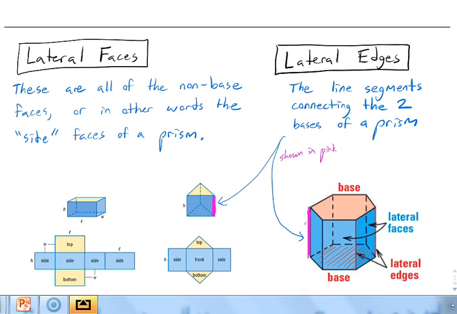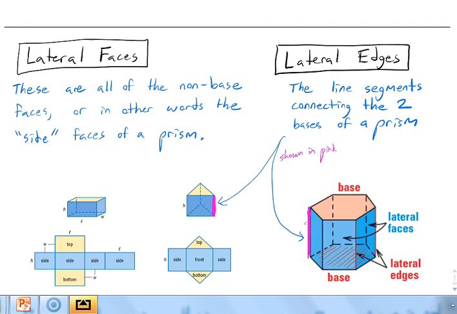So the base, think of, you could rotate the 3D object until the base is on the top and the other base is on the bottom. And then the lateral is all the other stuff as you go around. All of those four-sided figures as we go around are the lateral faces.